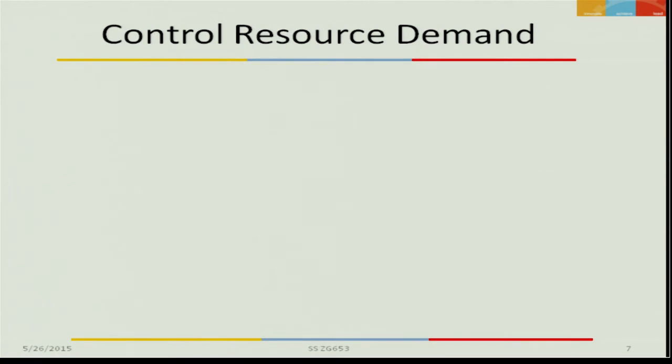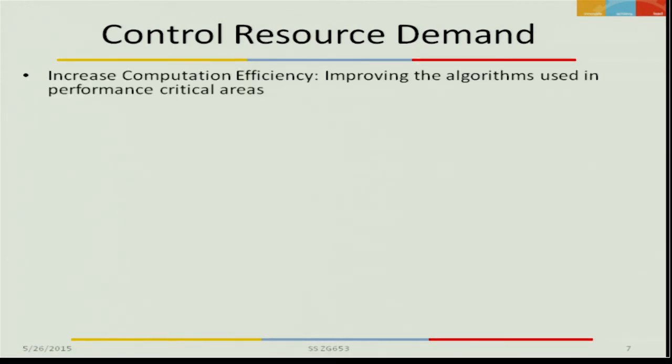So let's look at these tactics in detail. Controlling the resource demand. One is increasing the computing efficiency. What it means is that one can use a different, better algorithm for performance critical areas.